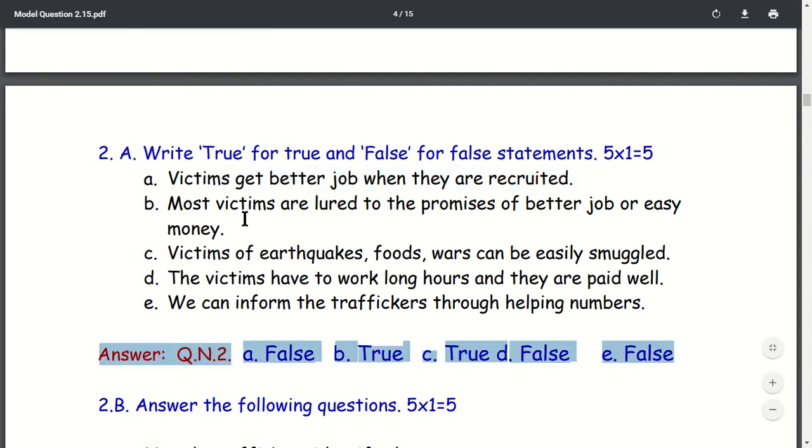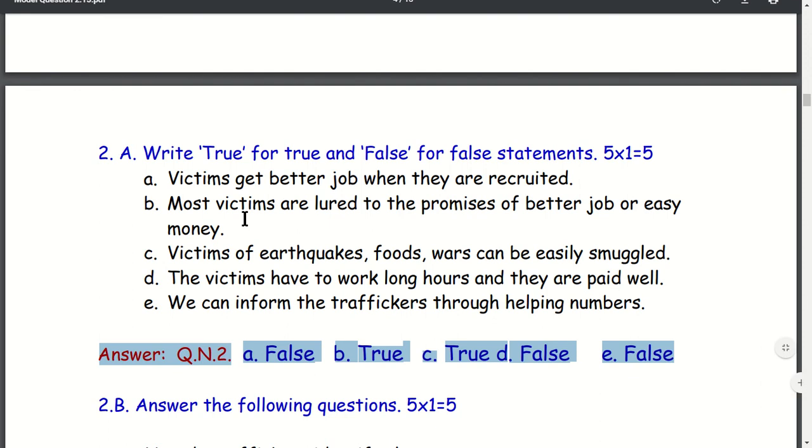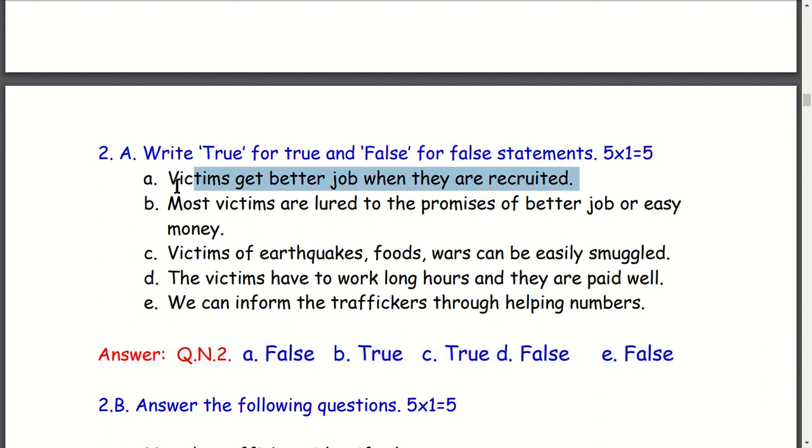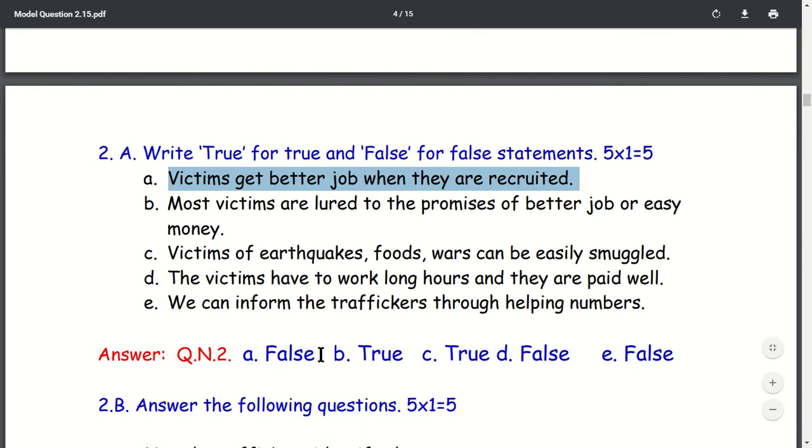Question number 2, answer here. This is the question 2 answer. Question: victims get better jobs when they are recruited. Victims get a better job. Generally, victims don't get a better job. They have to work in a very bad situation. Number A, false.